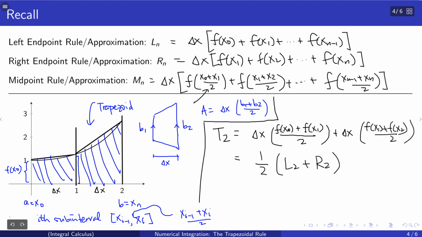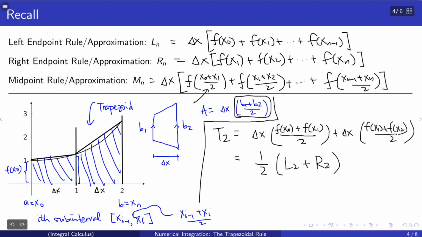And that kind of makes sense, because for each trapezoid here, its area is basically going to be in the middle of the areas that you get when you just use a left endpoint and get a rectangle, or just use the right endpoint and get a rectangle. And you can also see it from this expression over here.